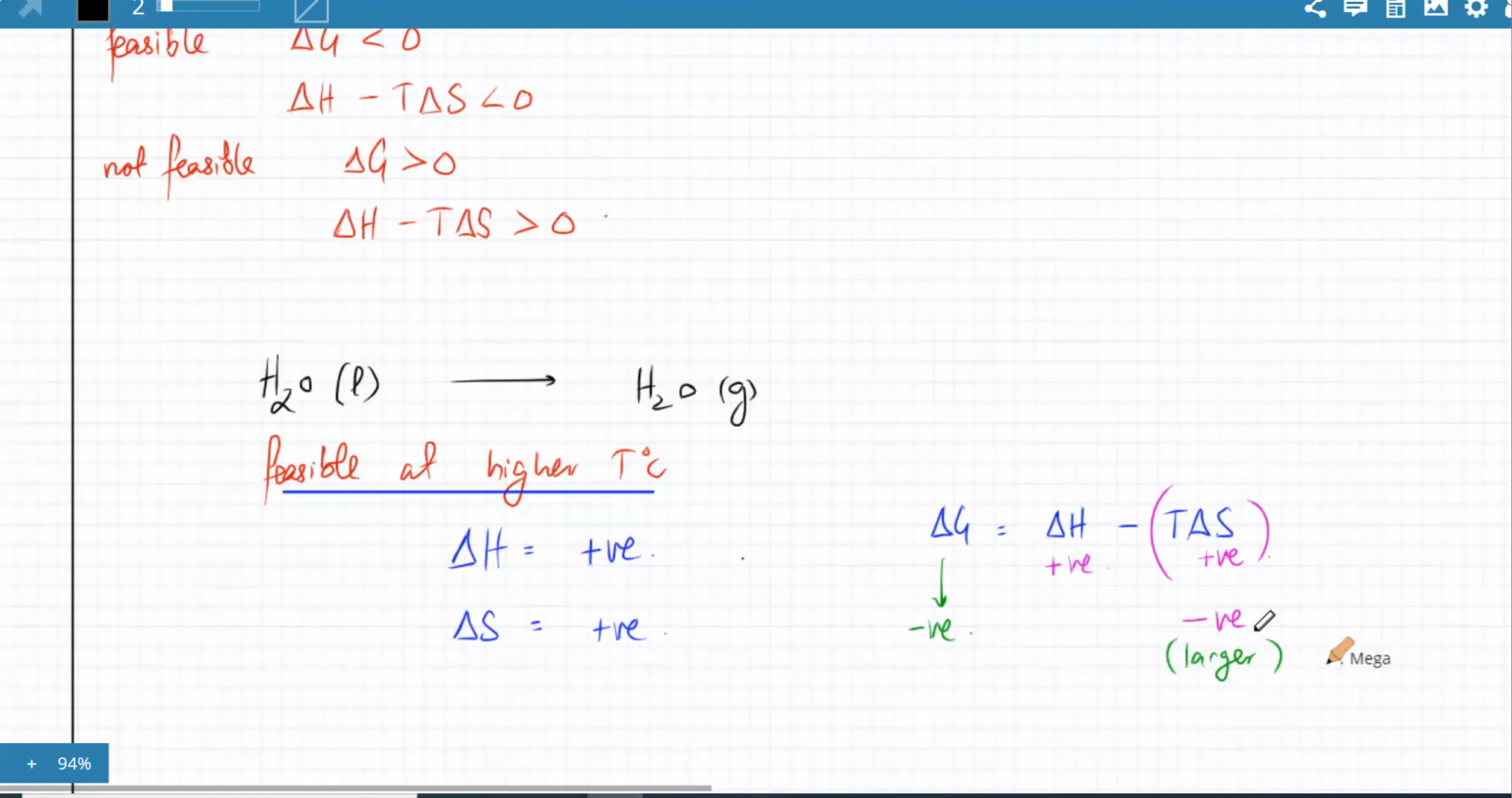Okay, because delta G is the sum of one thing that's positive and the other thing that's negative. So if overall I want delta G to be negative, the negative part must be larger. So if I want to make the negative part larger, what should be the value of T? Should it be big or small? Big. Okay, so the reaction is feasible at higher temperatures, when the value of T is larger.